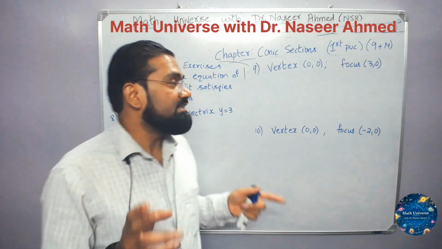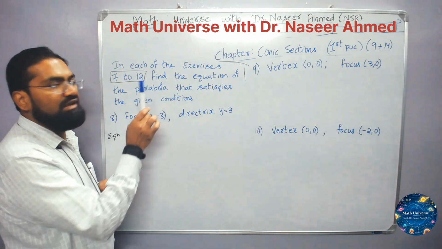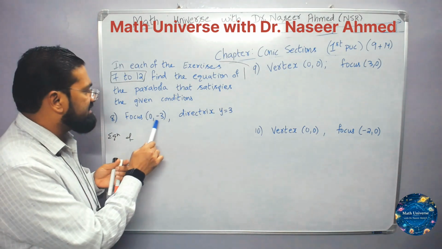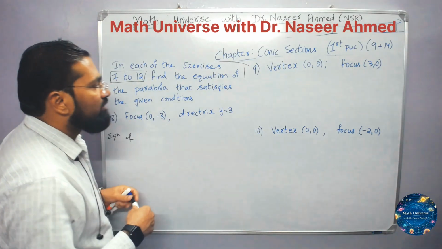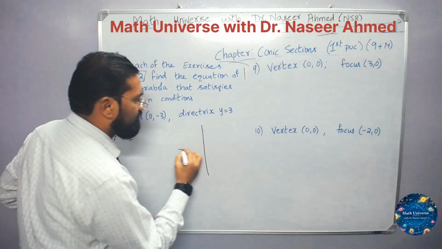Okay, let us move on to the next problem. As we know, from 7 to 12 we have to find the equation of the parabola. Focus is (0, -3), and directrix is y = 3. So let's go for the diagram.